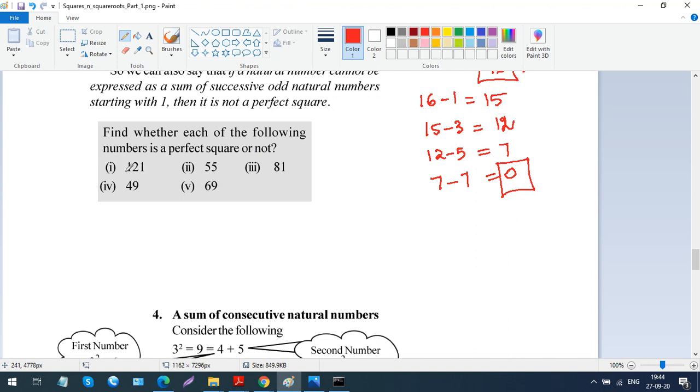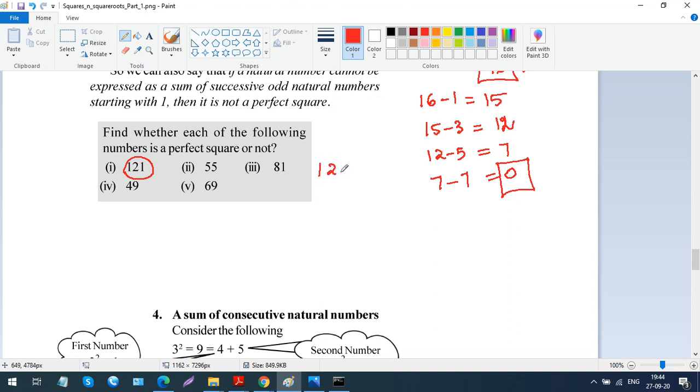Now they are asking you to check for 121. So let us check. First of all, you have to look at the ones digit. If it ends with 1, 0, 5, 6 and 9, you can say that it could be a perfect square, because all of them are ending with the proper numbers. So we can't rule out anything. So now we will check 121 if it works or not.